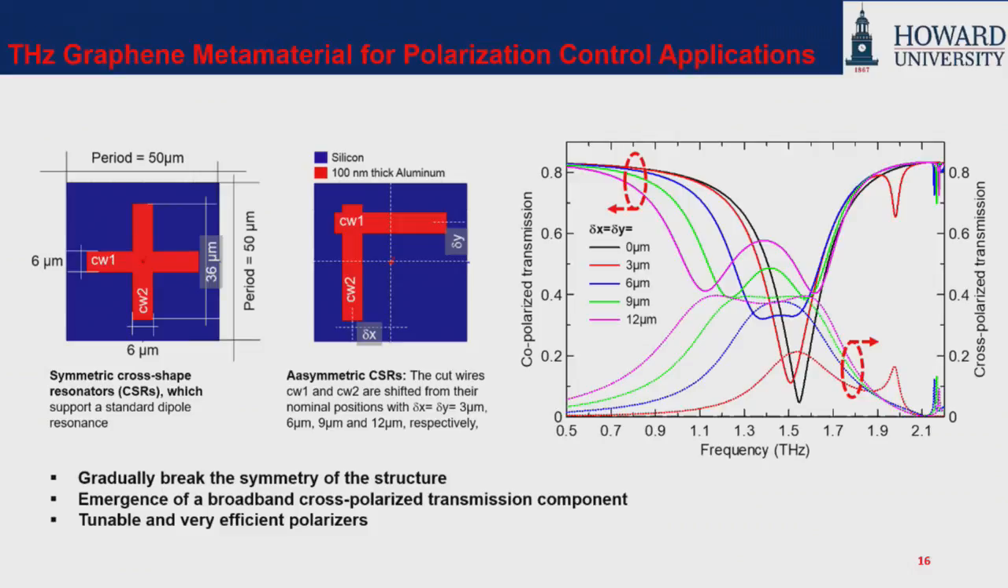When we start to break the symmetry of the structure, we can observe the emergence of a broad cross-polarized transmission. In the beginning, we don't have any cross-polarized transmission when the structure is totally symmetric. When we start breaking it, we can see the emergence of this broad cross-polarized transmission. And this feature is very interesting for building tunable and very efficient polarizers, for example.